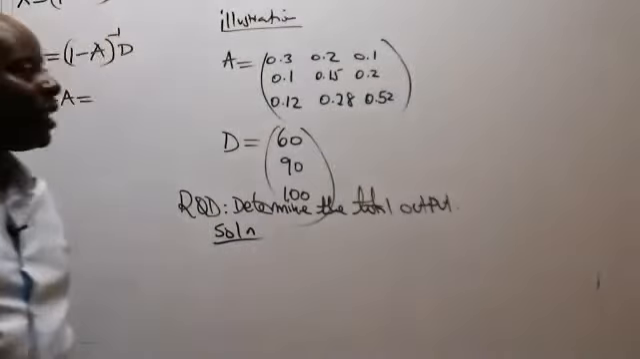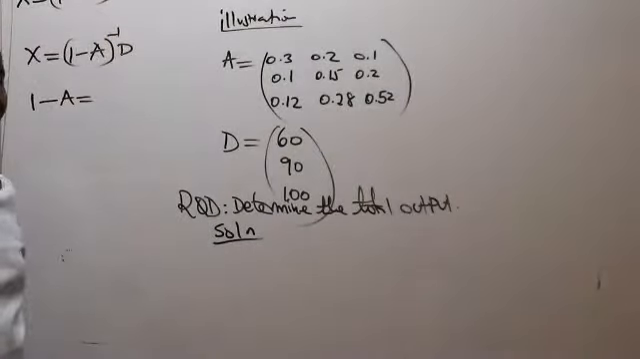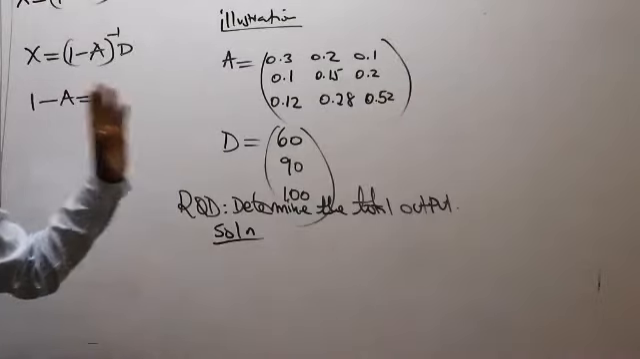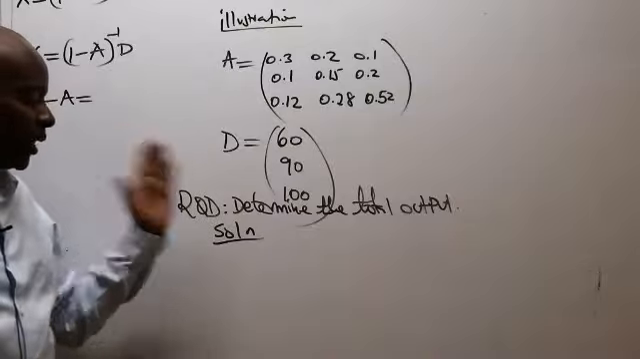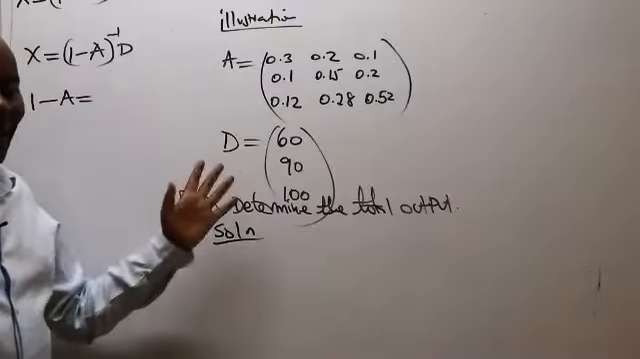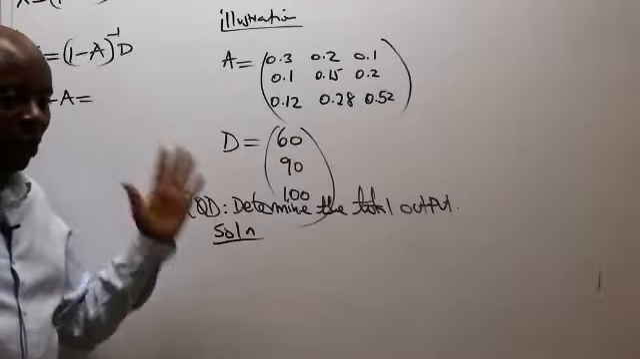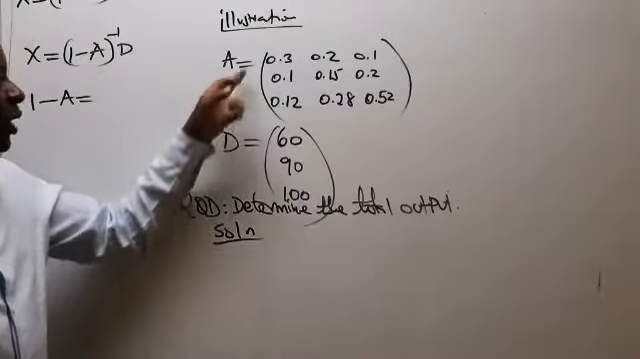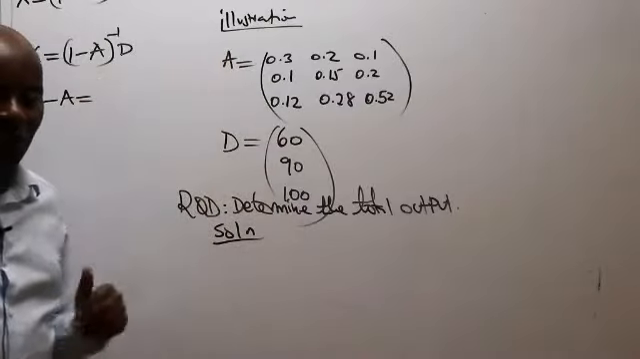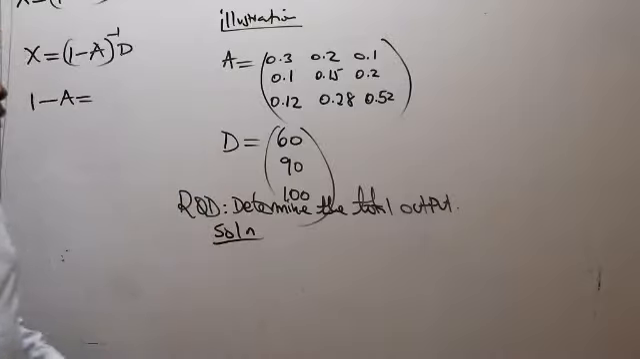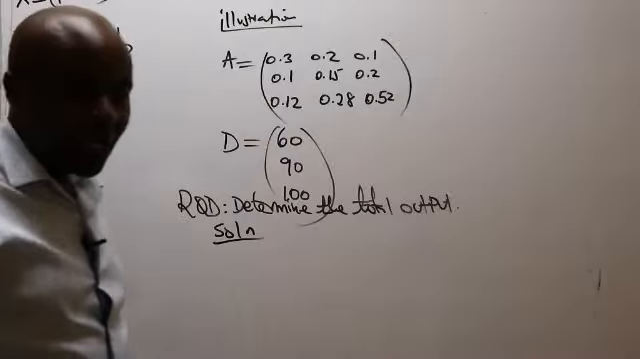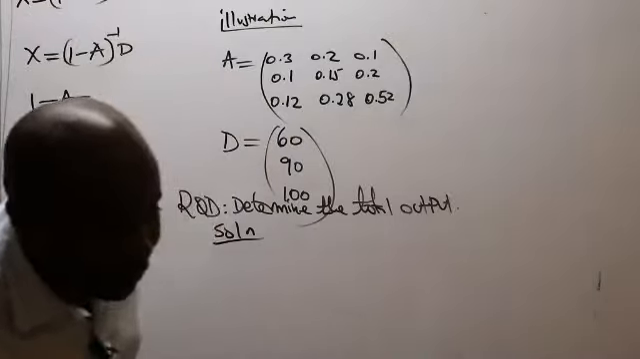So this is the input-output matrix, where they have given us a small illustration. We have matrix A, and then we have matrix D. Matrix A, if you can recall, is what we called the technical coefficients, or technological. And D, ladies and gentlemen, is the final demand.